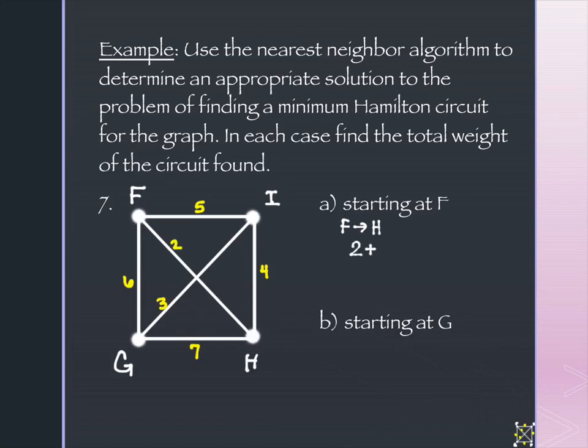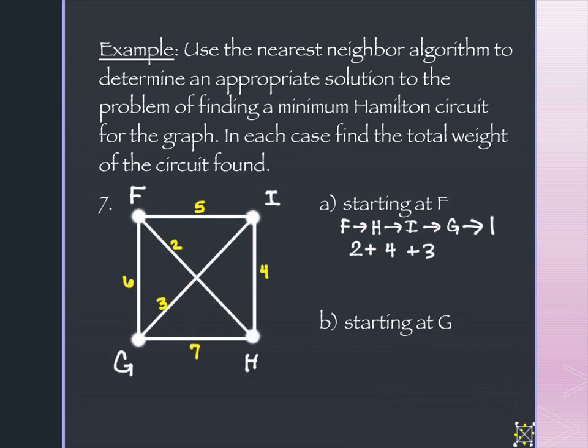I'm going to write down the numbers as we go. After H, I need to either go to I or G because I haven't visited them. Which one will I go to? I. What's its weight? Oh, it's a 4. Okay, after I, I'm out of choices. I have to go now to G. It doesn't matter what's least now because I still have to get to all of my vertices. So what is IG? That's 3.